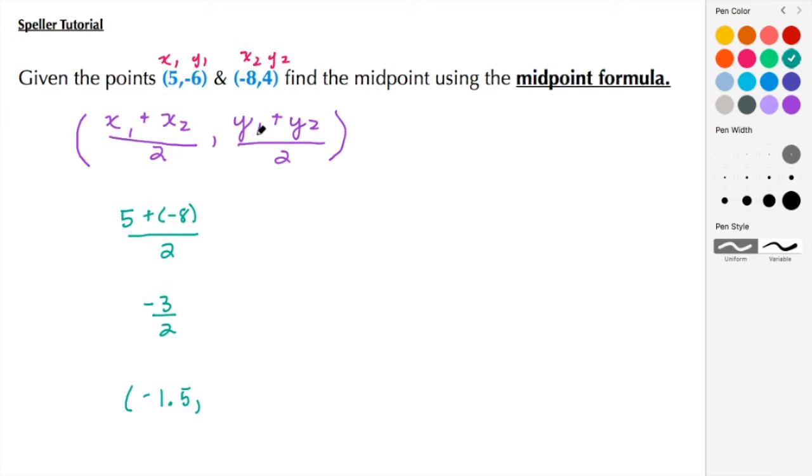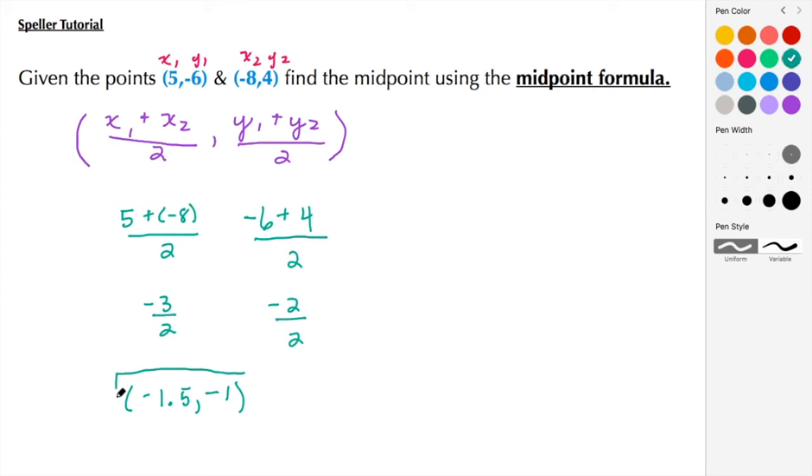Now let's do the y value. y sub 1 is going to be -6 plus y sub 2, which is 4, and then we're going to also divide that by 2. So -6 plus 4 gives me a -2. And I'm going to divide -2 by 2. So -2 divided by 2 gives me a -1.